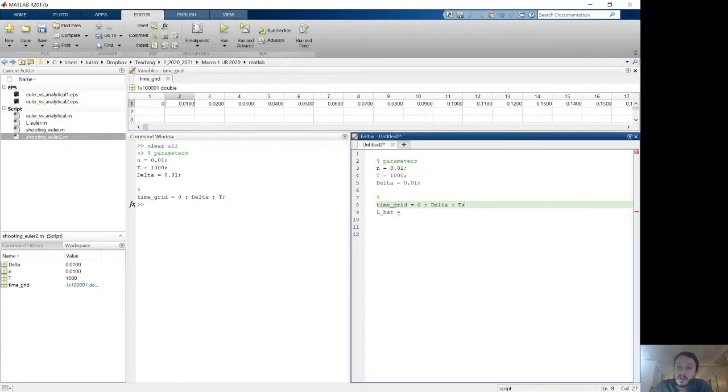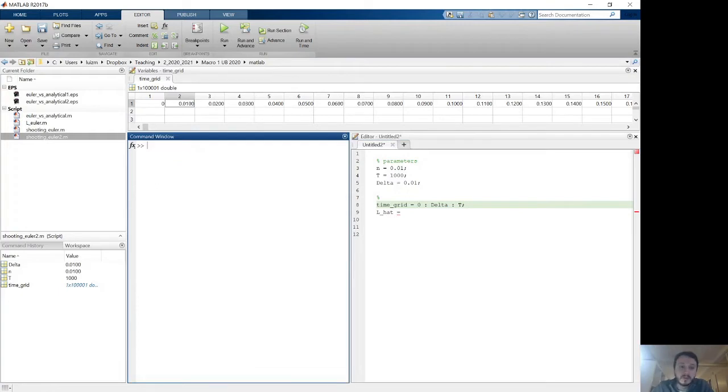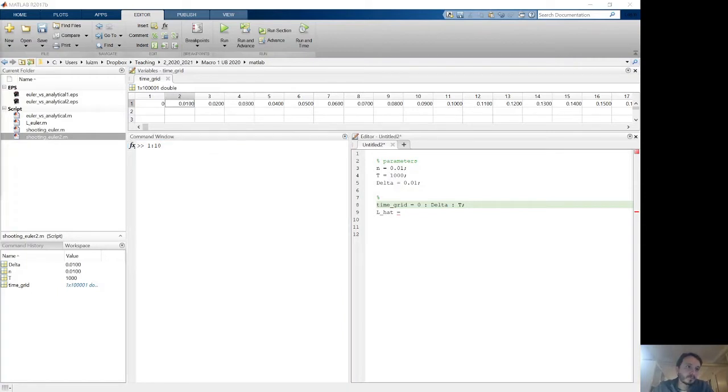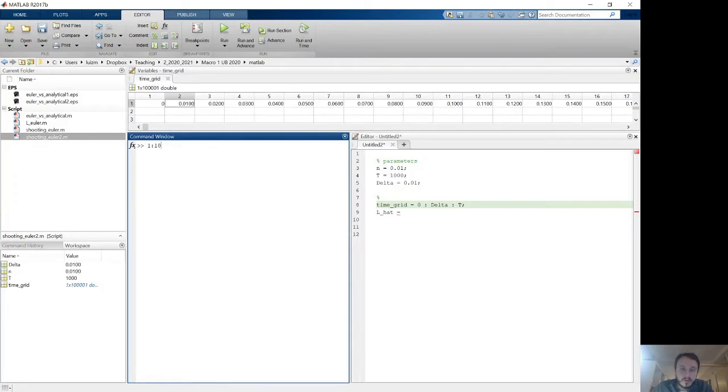Okay, so we create this variable using this function in MATLAB. This function in MATLAB, let me give you some examples here. So an example here, if I put 1 colon 10, MATLAB will give me a vector with each entry being 1, 2, 3, 4, 5, 6, 7, 8, 9, 10. Right? Here it is.